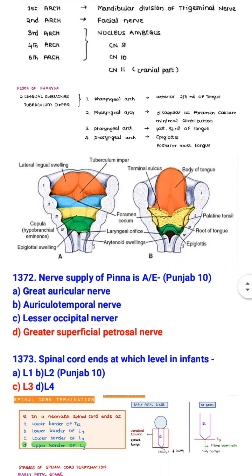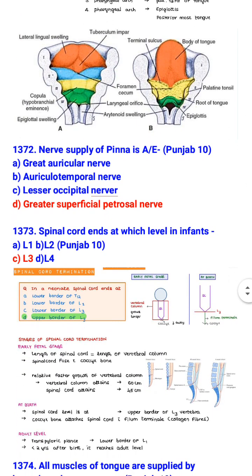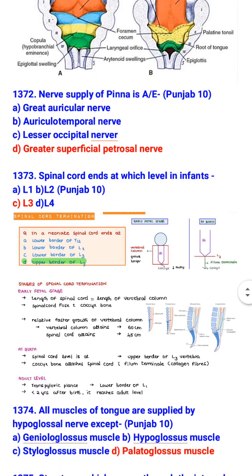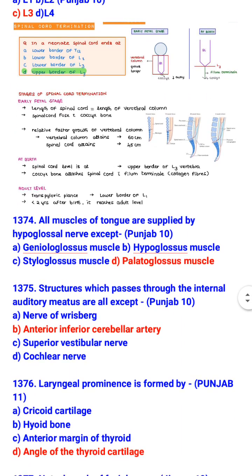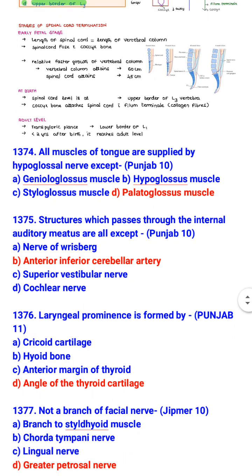Nerve supply of pinna is all except greater superficial petrosal nerve. So which nerve supply pinna? Greater auricular nerve and auriculotemporal nerve and lesser occipital nerve. Spinal cord end at which level in infant? L3. All muscle of tongue are supplied by hypoglossal nerve except palatoglossus muscle. So hypoglossal nerve supplies genioglossus, hyoglossus and styloglossus but not palatoglossus.